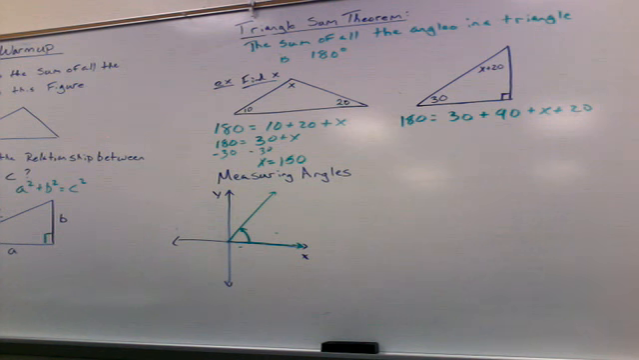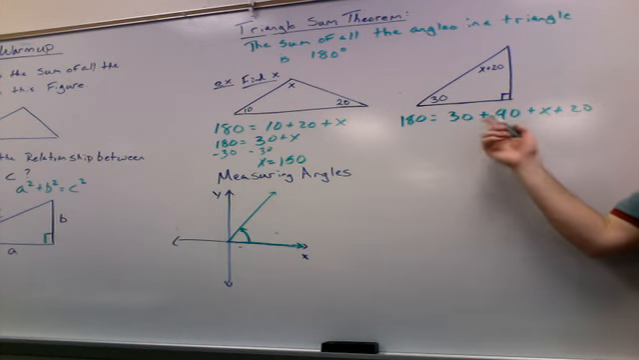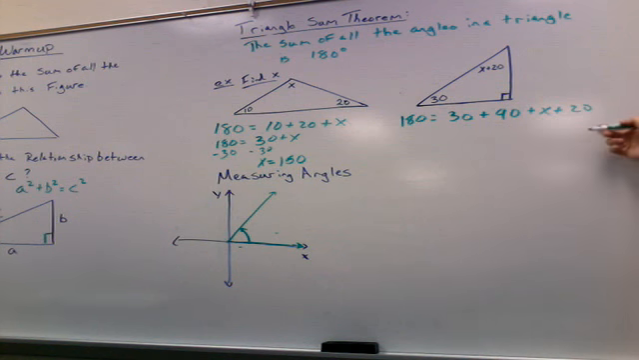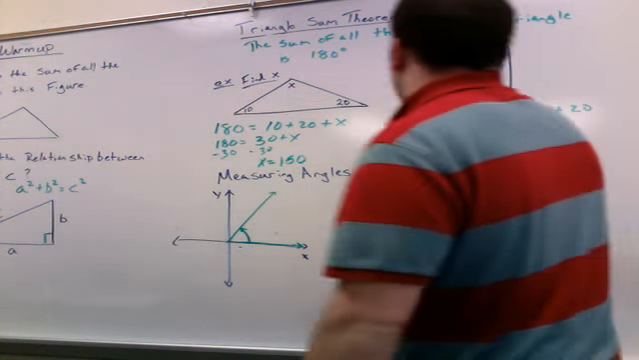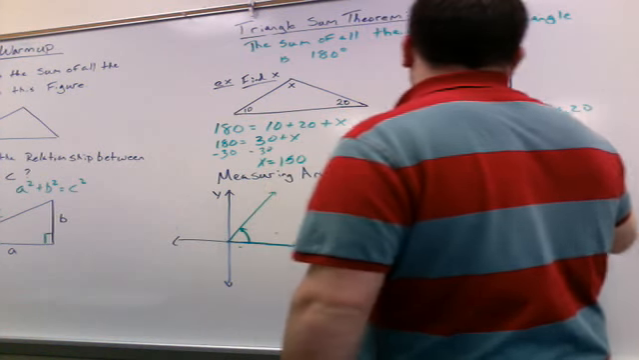All right, so to solve this, we do the same thing. We combine like terms, right? Which things are like? 30, 90, and 20. 30 plus 90 is 120. 20 plus 20 is 140. So 180 equals 120 plus x.